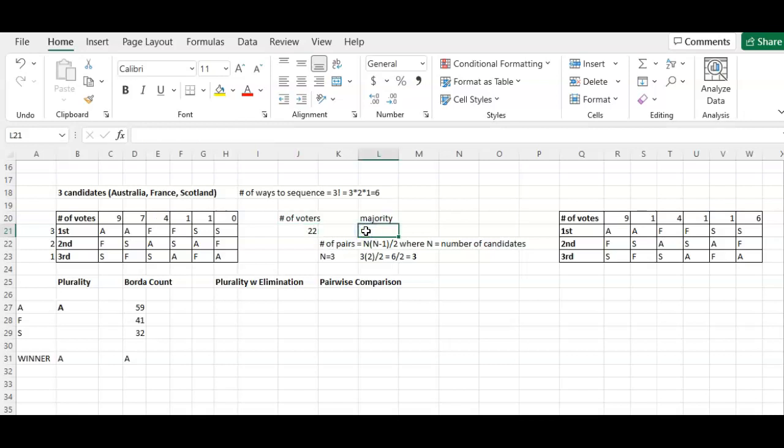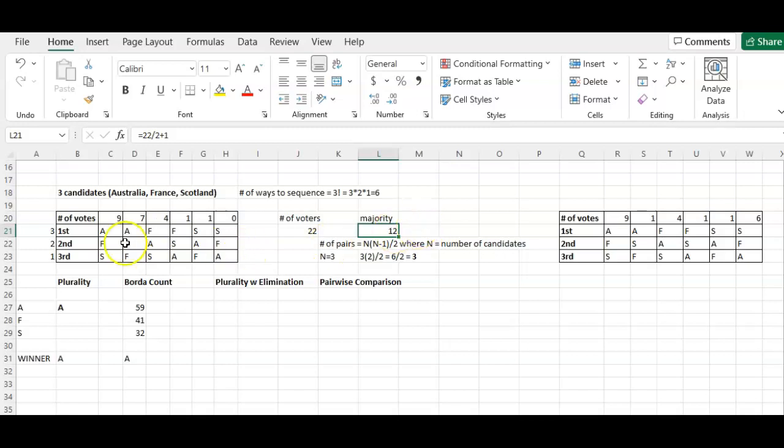So in this case, I'm going to let Excel do that math for me. I'm going to say equal 22, divide that by 2, and add 1 to it. So that's what I'm putting in the cell. And that's telling me that the majority with 22 voters is 12. So the winner is whoever receives the most votes, but they have to receive 12 or more votes to win.